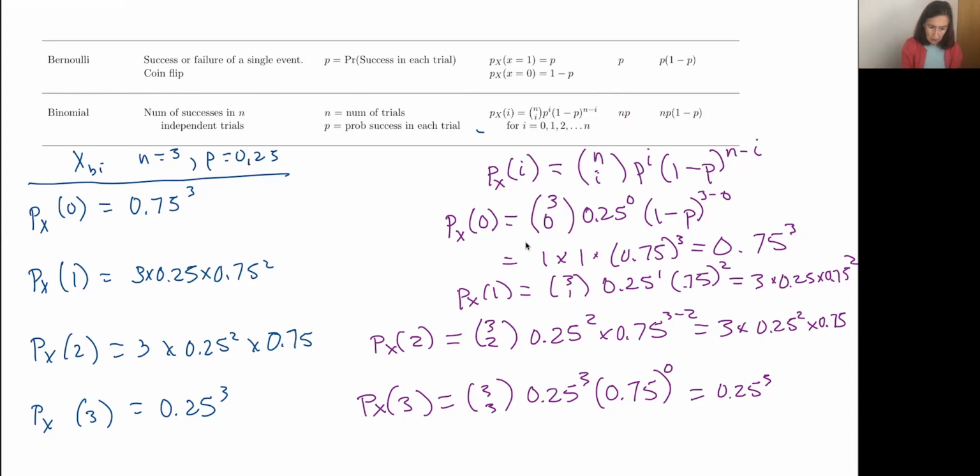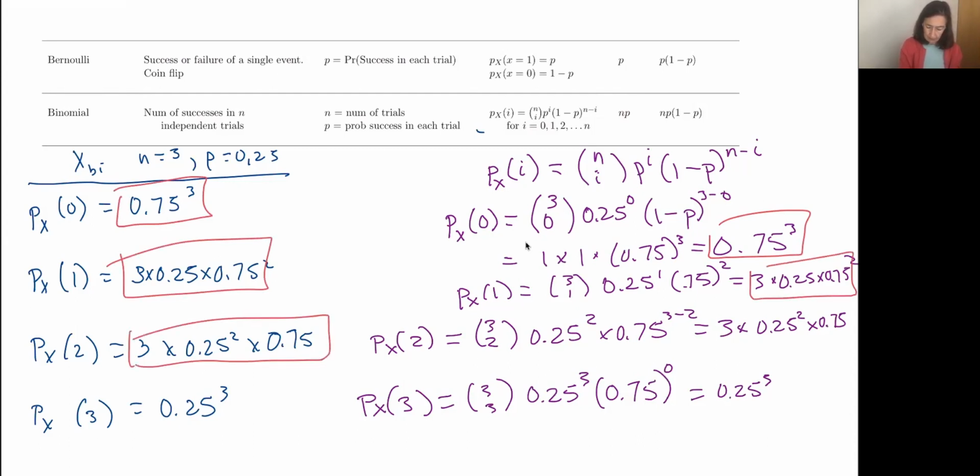So, as promised, the numbers that we get here match. This matches this. This matches that. This matches this. And this matches this. Okay.